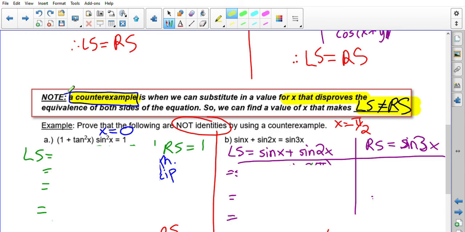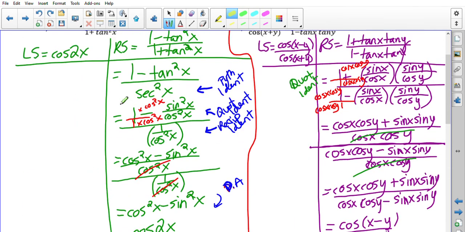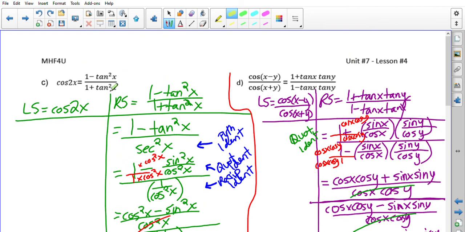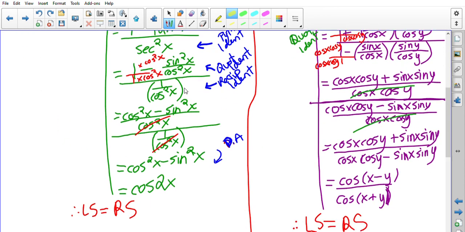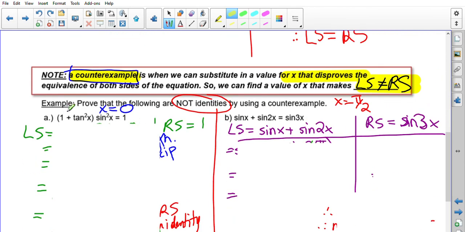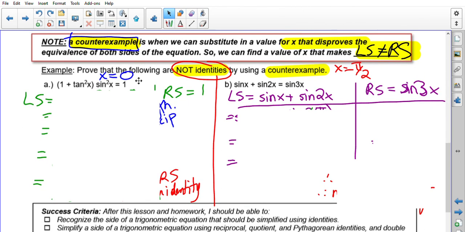Okay, so that's why proving trig identities has to be done in this way, because you can't spend all day testing every single x value. Whereas if you have to disprove something, prove something's not an identity, all you need to do is prove that for one x, the left side does not equal the right side. Okay. So here's an example of disproving. We have to disprove 1 plus tan squared x times sine squared x equals 1.